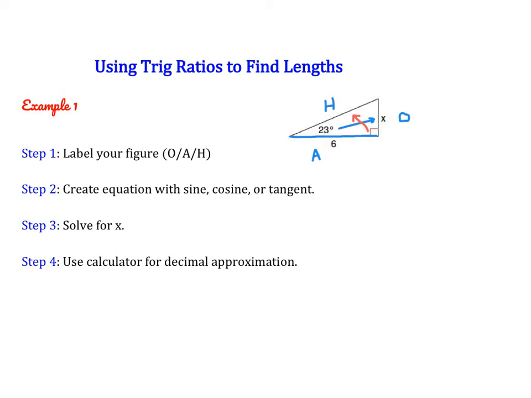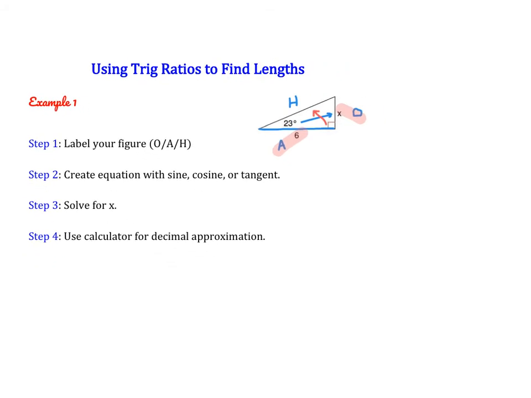Now that we have our figure labeled, we have to create an equation using sine, cosine, or tangent. It's important that we know which parts we have to work with. In this example, we will be working with the opposite side and the adjacent side. So you have to ask yourself which trig ratio uses opposite and adjacent. And of course that is tangent. So our formula is tangent of theta equals opposite over adjacent.